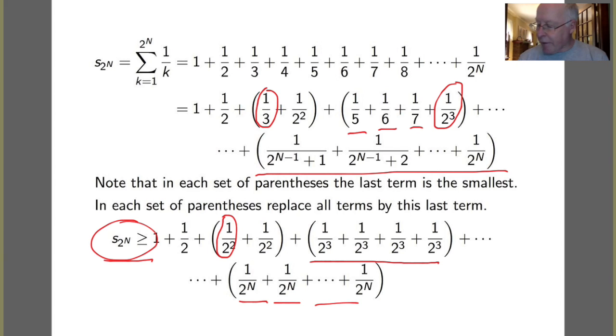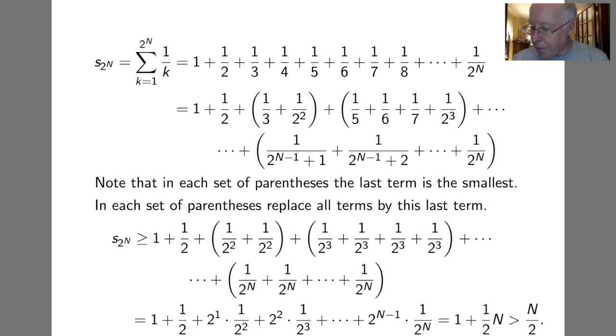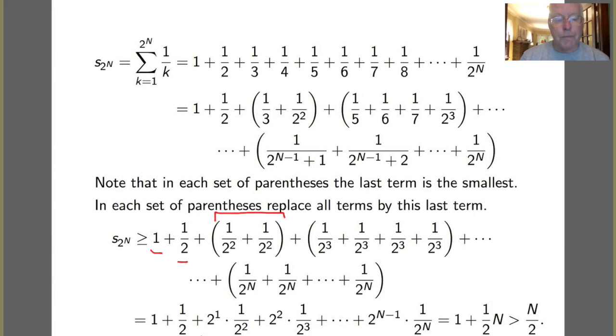The reason we're doing that is that these terms are pretty easy to add up because in each set of parentheses they're all the same. And we're going to finish by doing that. So we have here the 1 and the 1/2 again are just going along in front. Now in the first set of parentheses we know we have 2 terms, and each of them is equal to 1 over 2 squared. In the second set of parentheses, we have 4 terms, that is 2 squared, each of which is equal to 1 over 2 cubed.